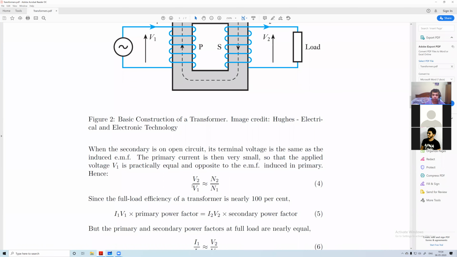So for no load, this very famous transformer equation is valid. Equation 4 is fine, the very famous transformer equation, assuming that the secondary is open circuited. Correct?